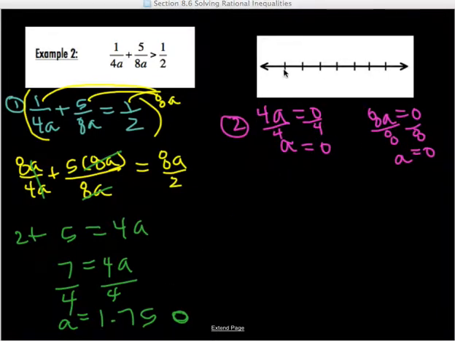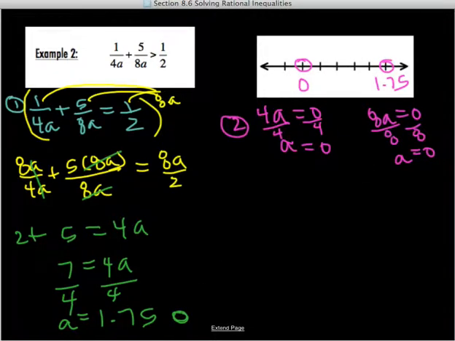So I have 0 and 1.75. So I'm going to put those on my graph here. I'm just going to estimate. I'm just going to write that this is 1.75. Okay, this one's going to be an open circle because you can't be 0, because that will give me 0 in my denominator. And down here I said open circle.